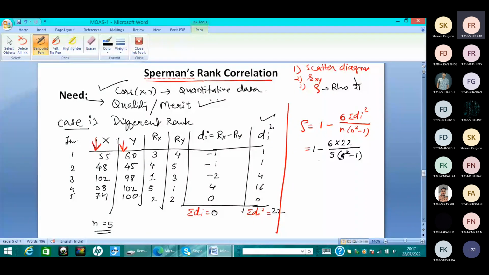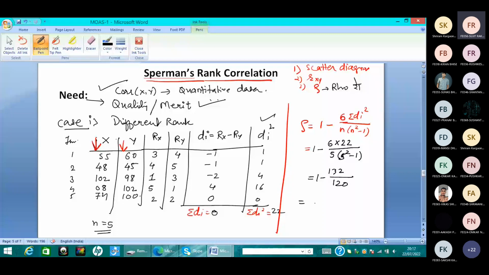So 1 minus this. Okay, so 22 into 6 is 132, upon 24 into 5, which is 120. So what is the final answer? It is 132 divided by 120, so 1.10. So 1 minus that answer, so it is minus 0.10.